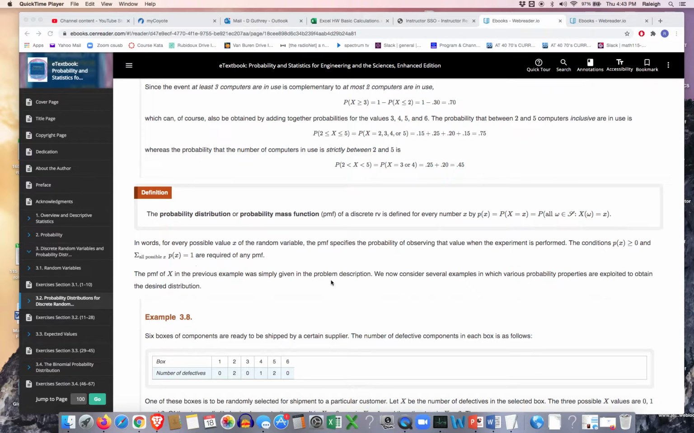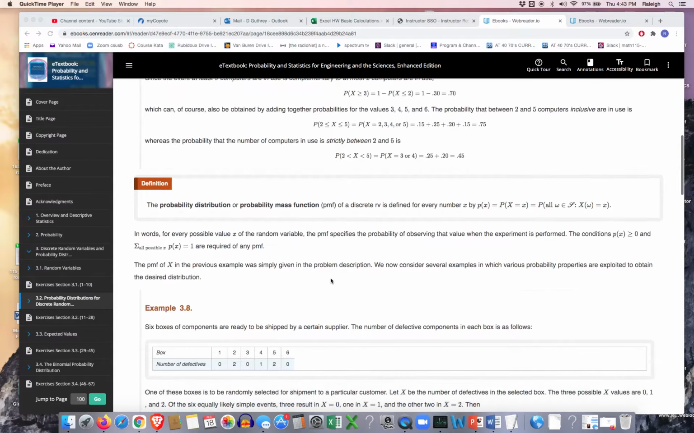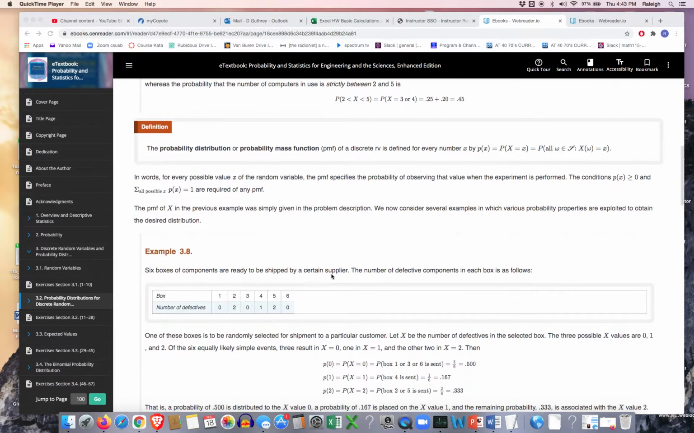So the previous example was simply given in the problem description. Sometimes it's given by a table. Those are some of the easier ones to do. And we could look at several examples now. So this is an example-filled lesson here, lots of them. I'm not going to cover them all.